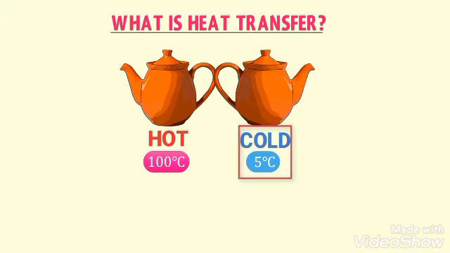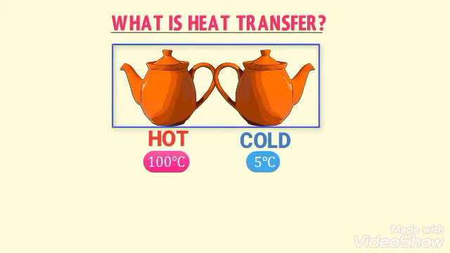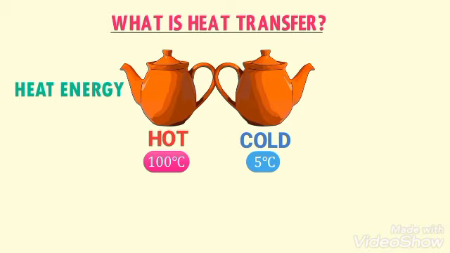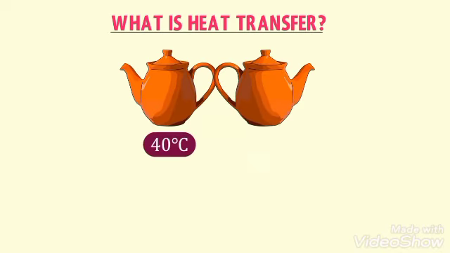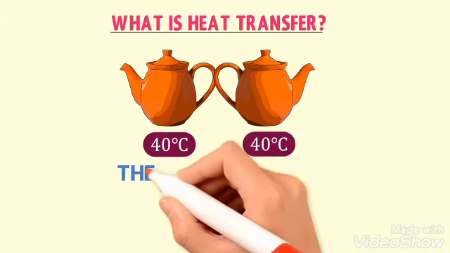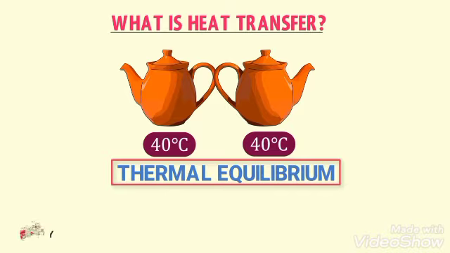Now, a natural process of transferring heat energy or thermal energy occurs between these two objects. Heat or thermal energy from this hot object transfers to this cold object until both bodies reach equal temperature. For example, when heat energy is transferred from the hot object to the cold object, the temperature of the hot object drops to 40 degrees centigrade and the temperature of the cold object rises to 40 degrees centigrade. This state is known as thermal equilibrium.